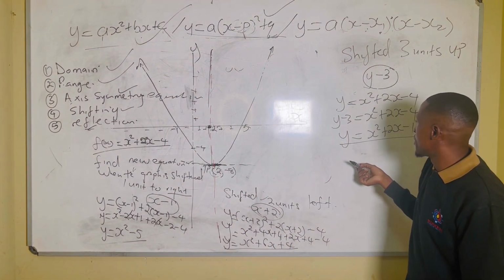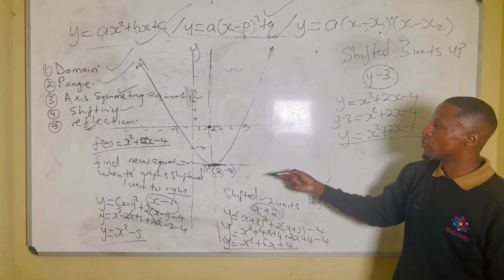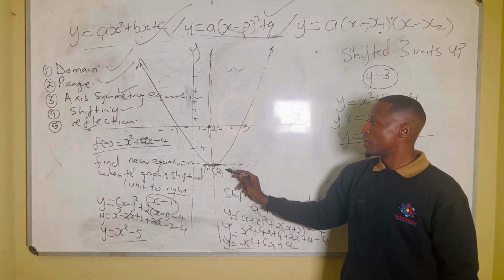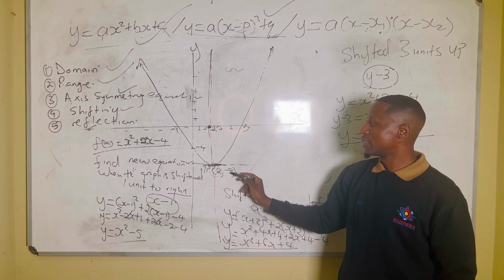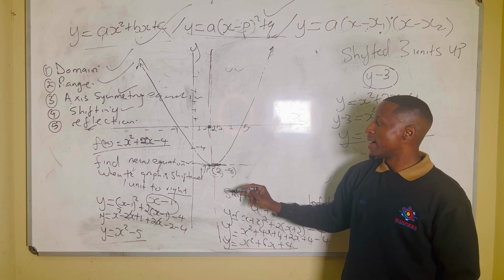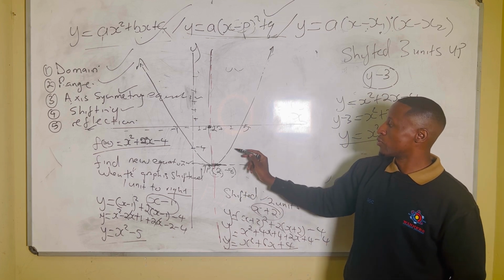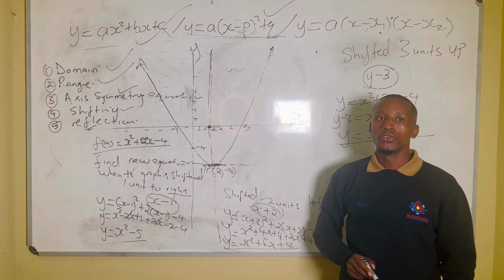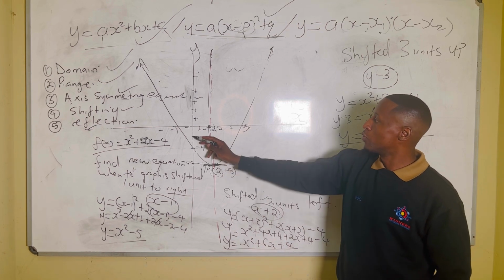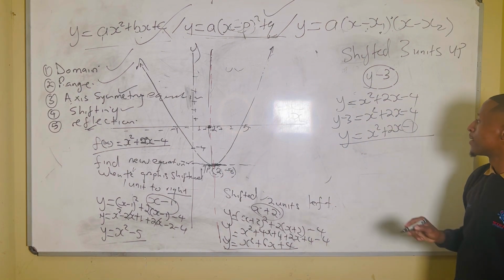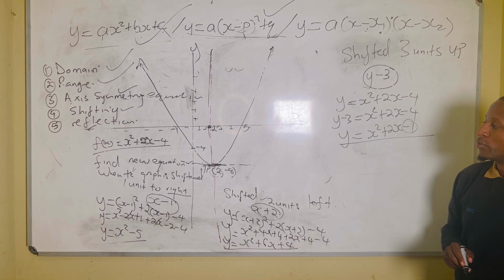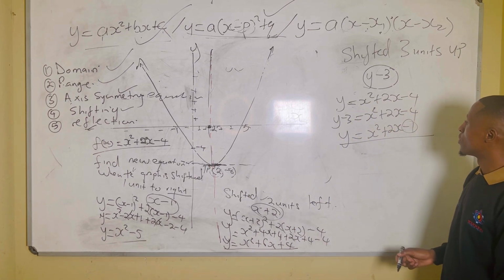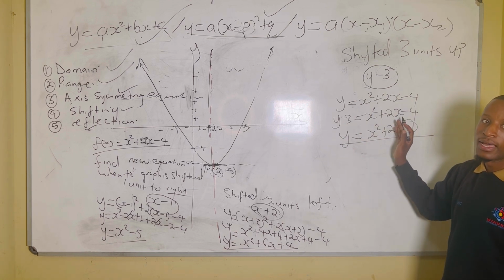Because under normal circumstances, if you shifted 3 units up, do you see with this value, the turning point is supposed to go 3 units up, supposed to go to a negative 5. This one shifted 3 units up is supposed to go to a negative 1. Yes, it will go to a negative 1, which is your y-intercept, will now move to negative 1. So that's how shifting works.